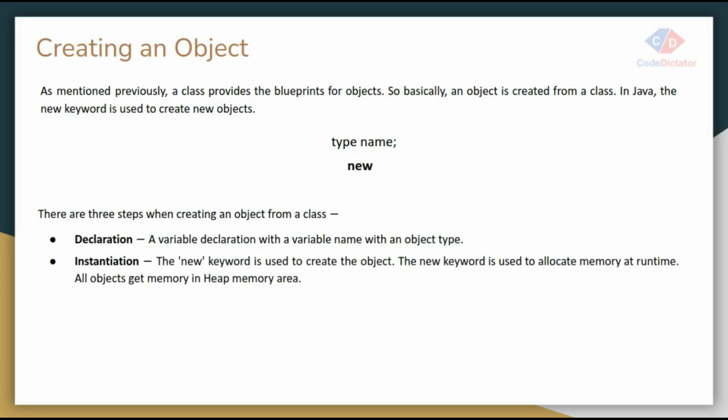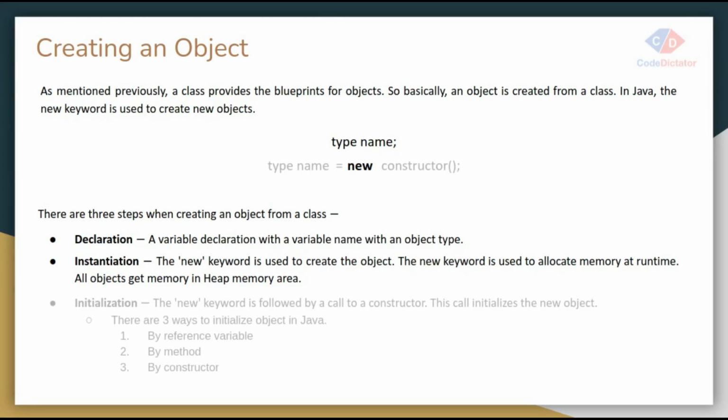The second step, the new keyword. Basically new is for your instantiation. So whenever you create any object, it allocates memory at runtime. That's why we use the new keyword to get some memory in the heap area.